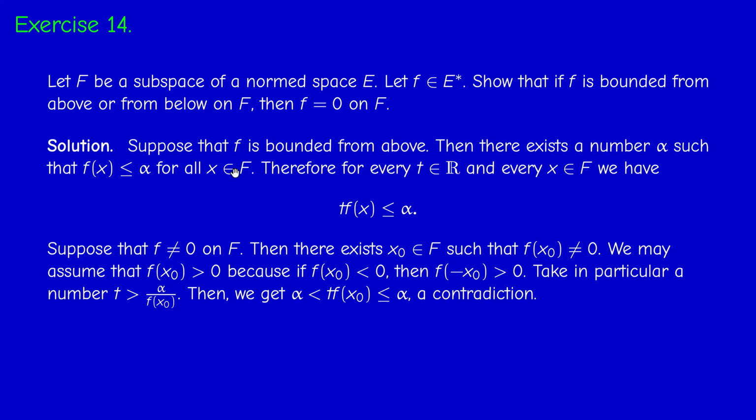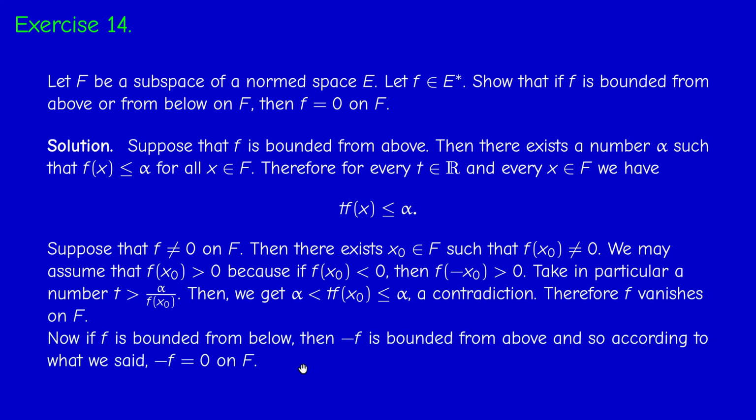Now, what if f is bounded from below? We can repeat the same reasoning, but we are not obliged to do so. We can deduce the other case from this case, because if f is bounded from below, so f of x is bigger than alpha, then minus f of x will be less than minus alpha. So minus f is bounded from above. And by the first case, minus f vanishes on the subspace, and therefore f vanishes on the subspace. So this concludes exercise 14.